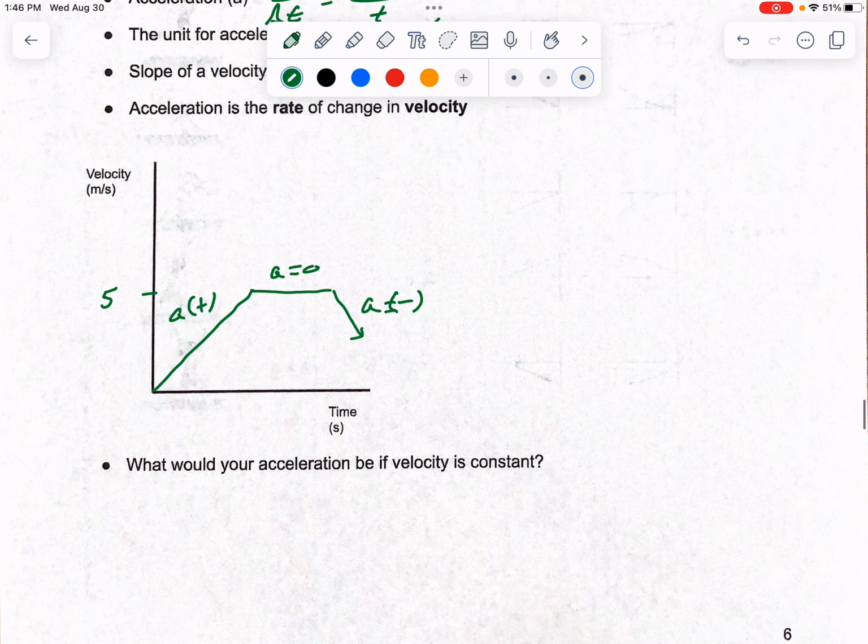It says, what would your acceleration be if velocity is constant? Remember, if velocity isn't changing, you're not accelerating. It's like cruise control on the highway. So that's going to be 0 meters per second squared.